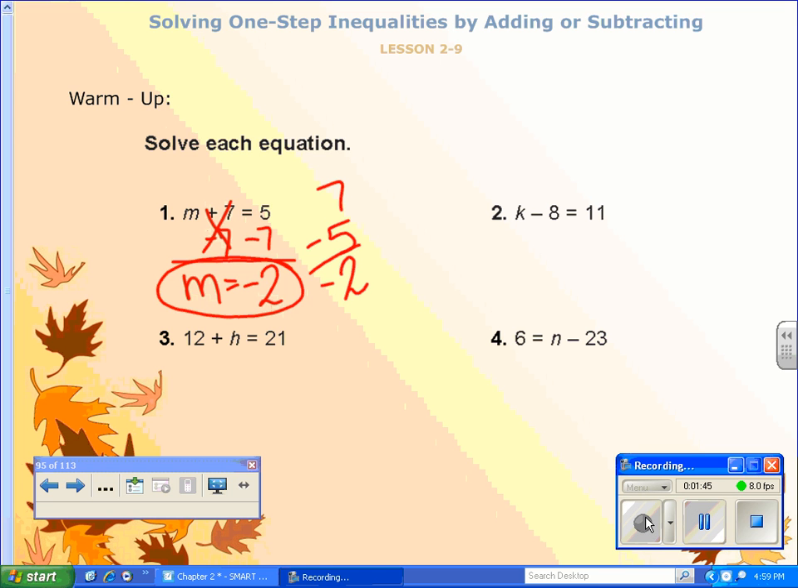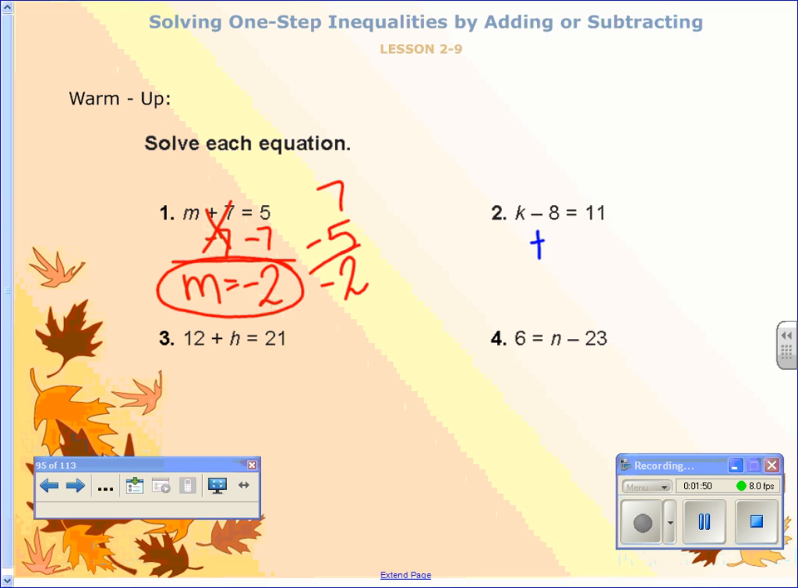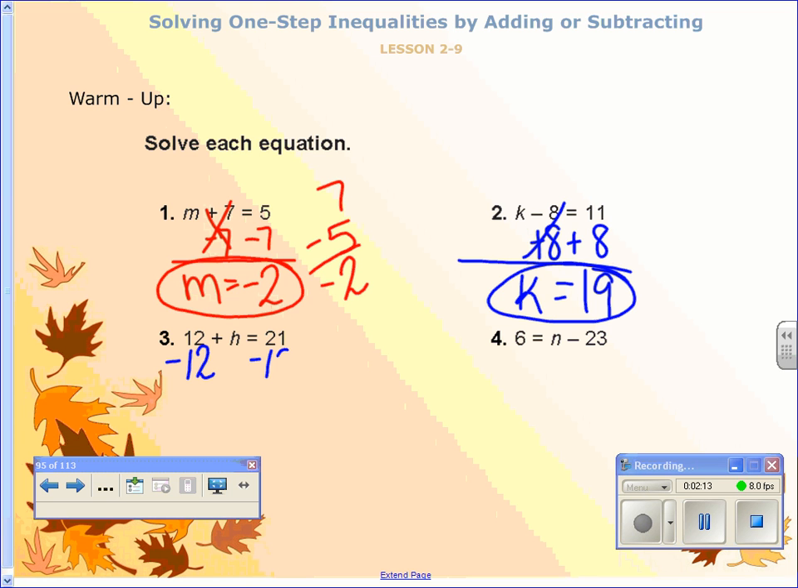All right, so for number 2, I have k minus 8 is the same as 11. My variable is k, and they're subtracting 8 on the same side, so I need to add 8 to both sides. And I get k is the same as 11 plus 8, which is 19. All right, number 3, I have 12 plus the number h is the same as 21. My variable is h, and 12 is on the same side. That 12 is positive, so I subtract it. And I'm left with h is the same as 21 minus 12, which is 9.